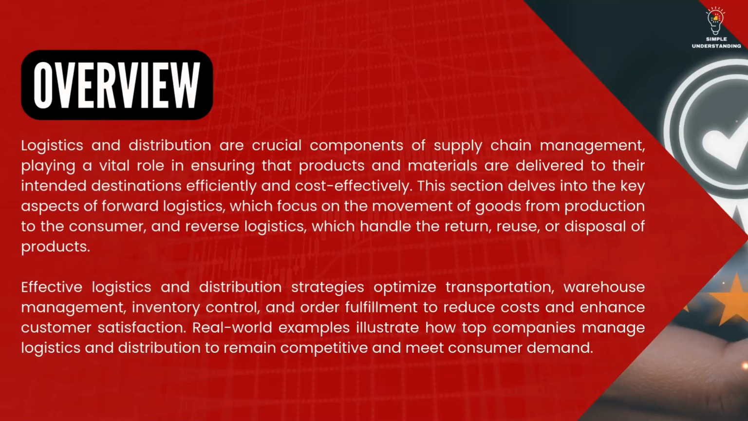Overview. Logistics and distribution are crucial components of supply chain management, playing a vital role in ensuring that products and materials are delivered to their intended destinations efficiently and cost-effectively. This section delves into the key aspects of forward logistics, which focus on the movement of goods from production to the consumer, and reverse logistics, which handle the return, reuse, or disposal of products.